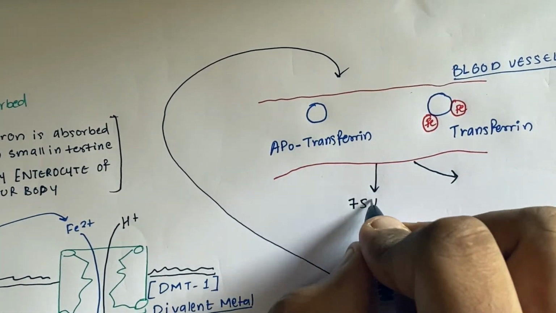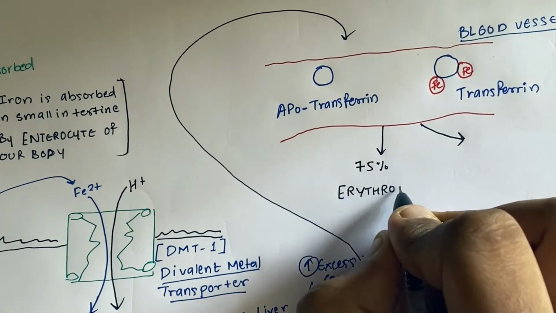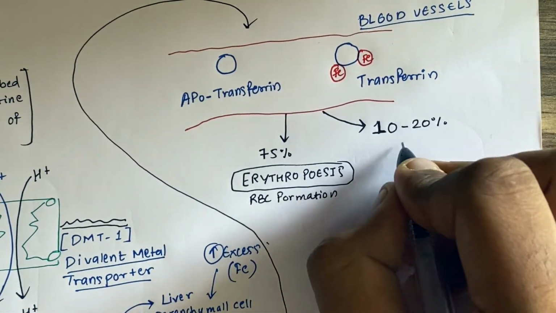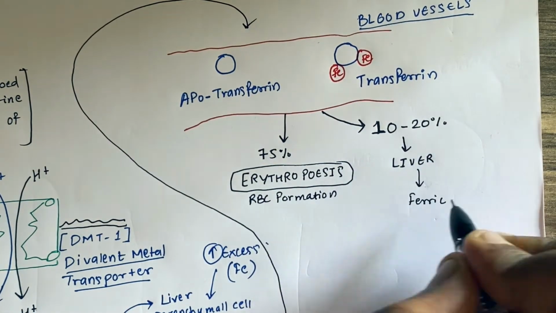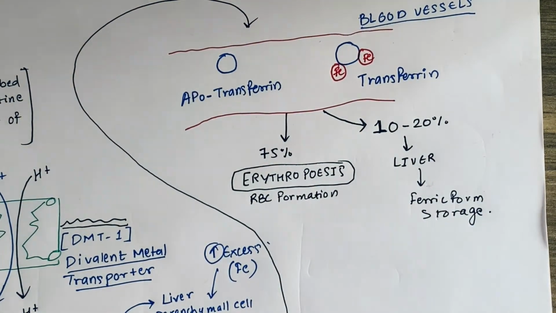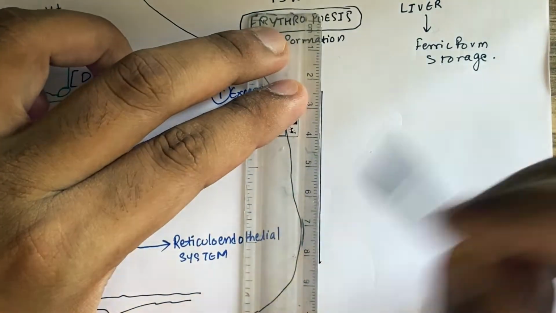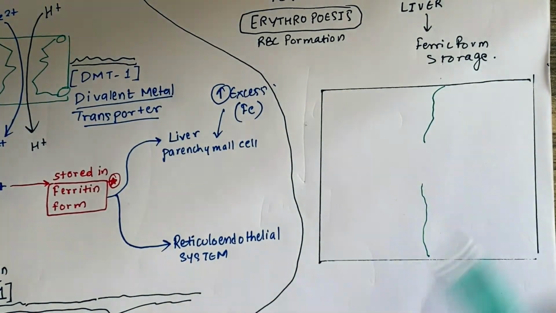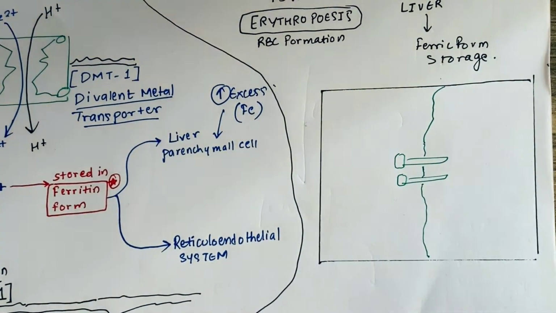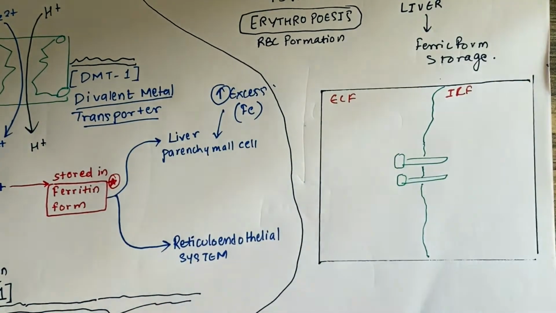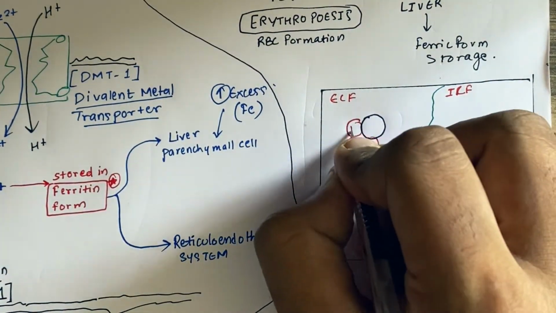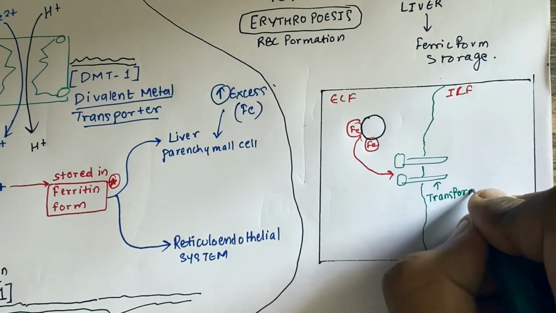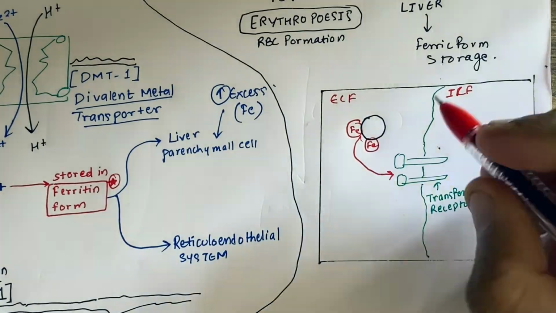75% of the iron is used in erythropoiesis, which is RBC formation, and 10 to 20% is used in the liver, in the hepatocytes, for ferric form storage. The excess, leftover iron is stored there. So I'll be drawing a hepatocyte cell, and the line there is the membrane, and there are transferrin receptors. As you can see, there is transferrin, and ECF is extracellular fluid and then intracellular fluid.